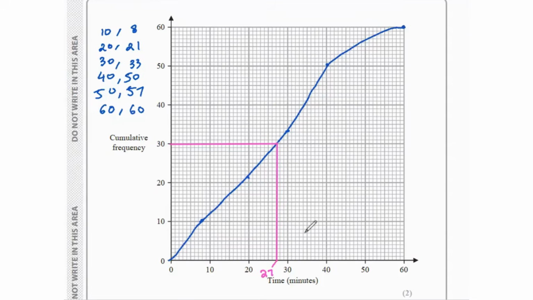Then for the number of people who took more than 45 minutes, we draw a line from 45 minutes towards the curve, and that's giving me 54 over here. So more than 45 is all of this part, which means the number of people is going to be 60 minus 54, which is 6. So 60 minus 54, and it's 6 people that took more than 45 minutes.